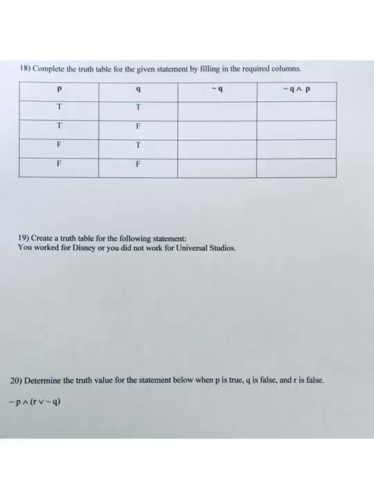Question 18, complete the truth table for the given statement by filling in the required columns. Feel free, by the way, you should have all the answers to each truth table arrow on your formula sheet, so feel free to bring that come test time and use that on the test. So the first thing they want us to do is to negate Q, because you see the little squiggle there for negation, meaning take the opposite of the Q column. If the Q column is currently going TF, TF, the opposite would be FT, FT.